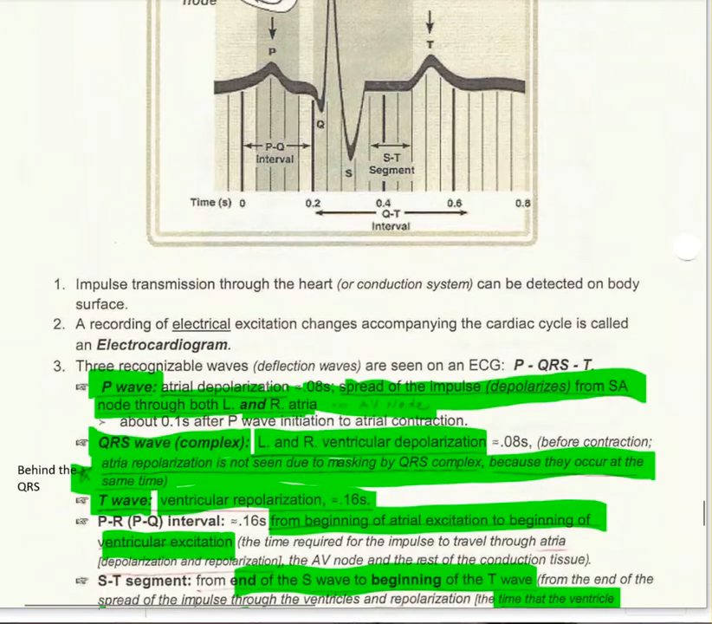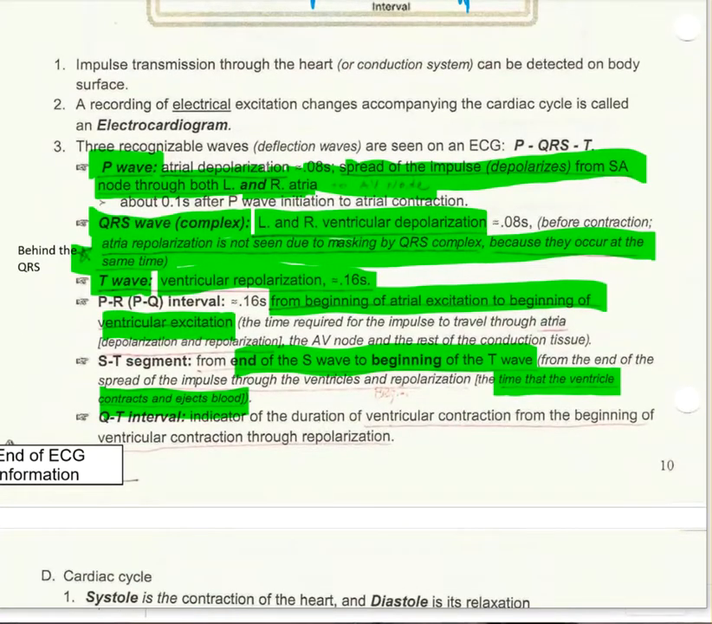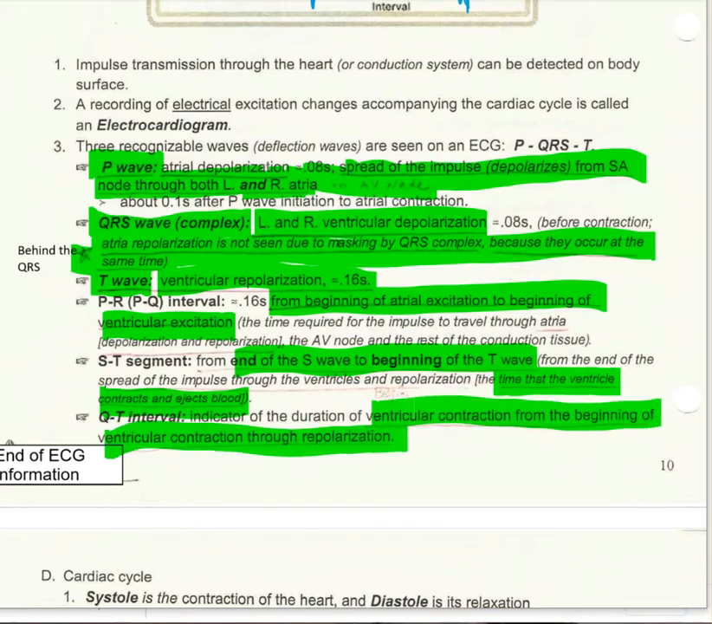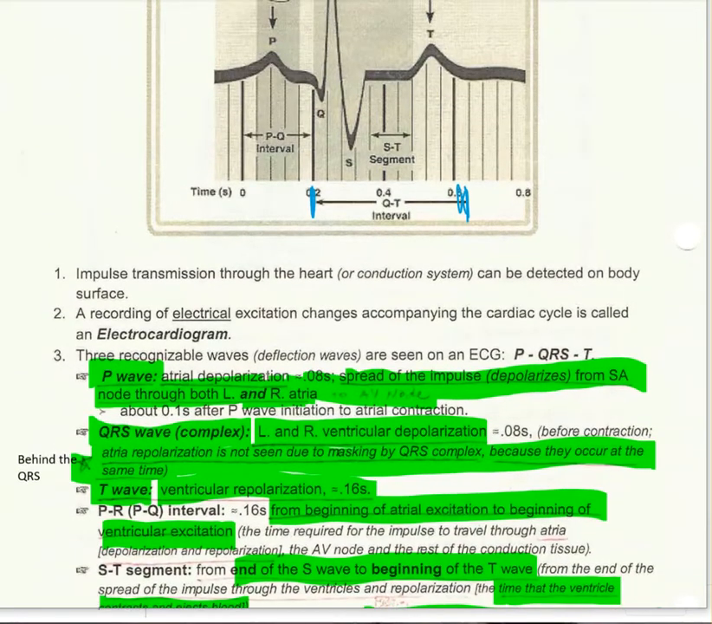Now the last one is the QT interval. That's the beginning of the Q to the very end of the T wave. This is the entire ventricular contraction, from the beginning of contraction through repolarization. So the QT interval is the entire process of the ventricles contracting and relaxing. That's a useful one to look at too, because your ventricles are so important to pump blood to your lungs and your body. We want to make sure that that is the correct interval. We're done now with this, and I'm going to just say a little thing and we'll come back.